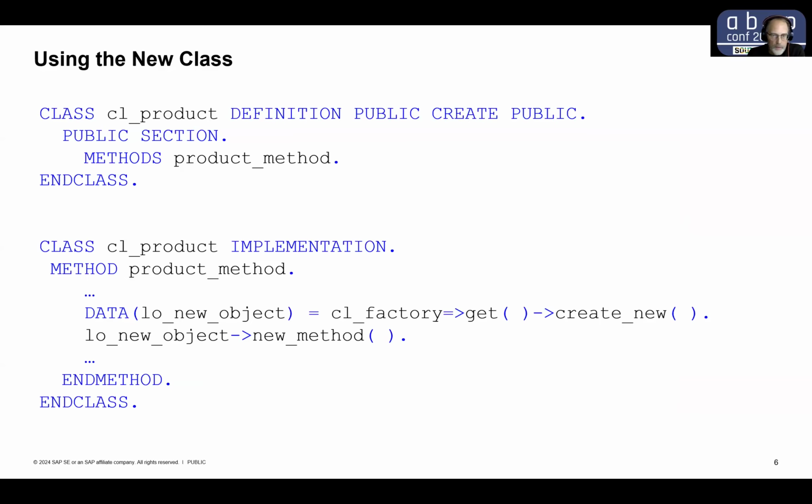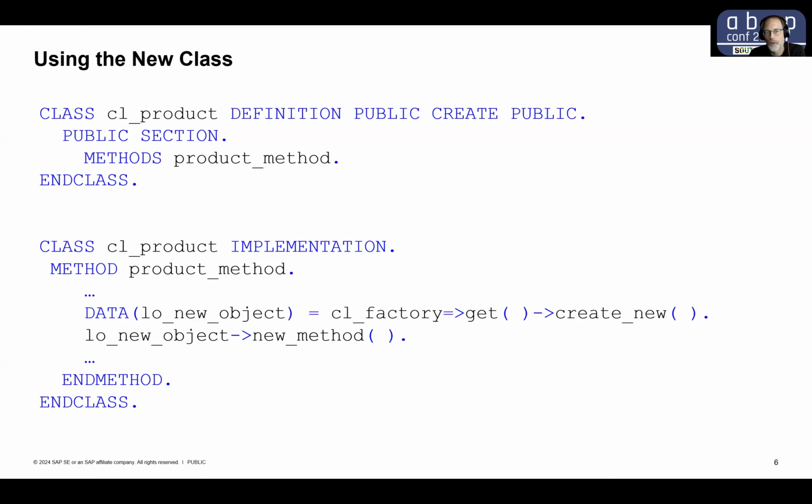And now let's look at what we are really interested in right now. It is how this product method gets first of all a new object, and then calls the new method on it. This is done by asking the factory, please give me your singleton object. So there is exactly one object of this factory, which then in an instance method returns a new object. And the new object can then be used to call one of the methods of the new interface. And this is done there.